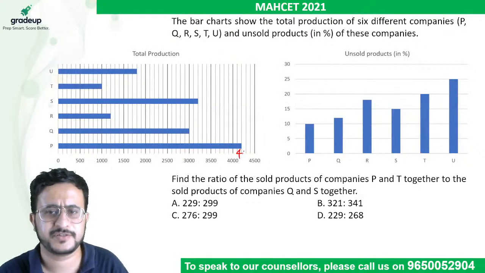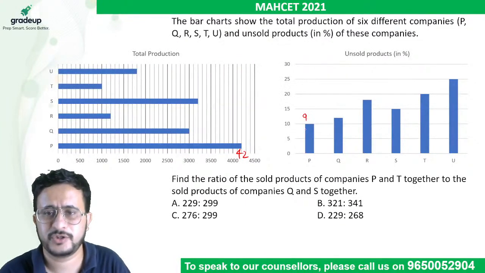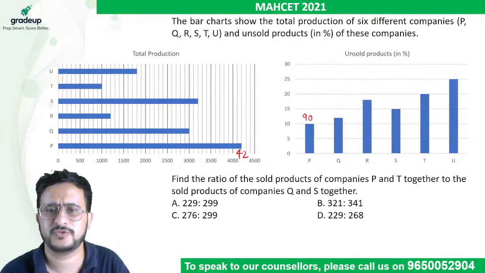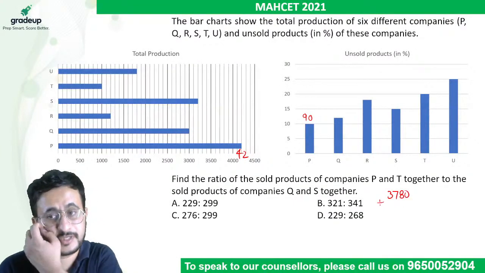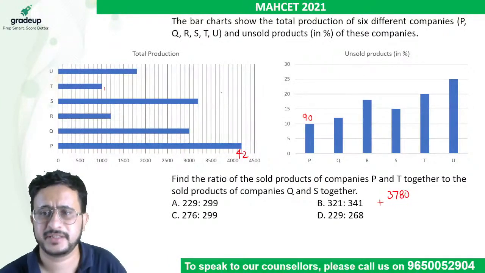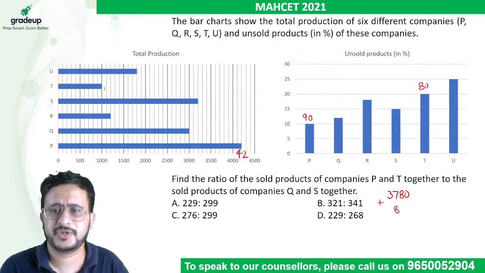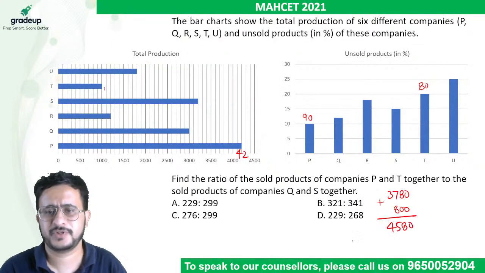Okay, so now we know this. This is 4200, right? P is 90% sold, so 10% unsold, so 90% sold. 42 into 90, you will get 3780. This is for P. For T, T is 1000, and it is 20% sold, 80% unsold, right? So 800. So you will get 4580.